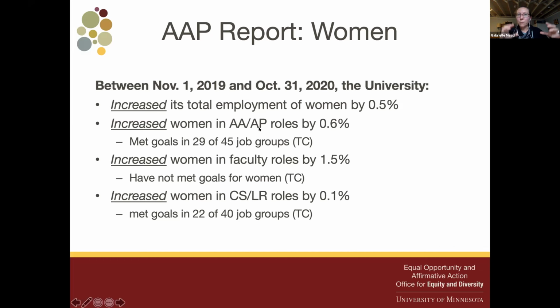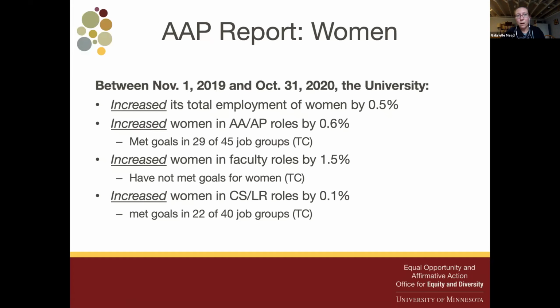I talked about those job groups, and we have 45 job groups in AAAP. So those are those administrative professional positions. We have met our goals compared to what we see out in the market in 29 of those 45 job groups, but we have not met our goals in the others.